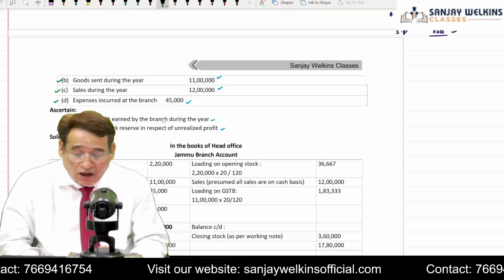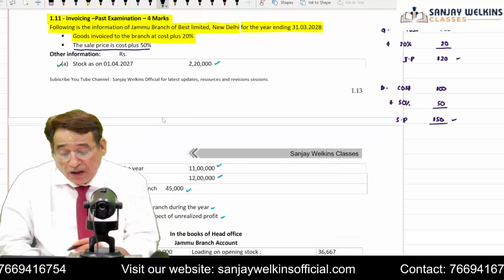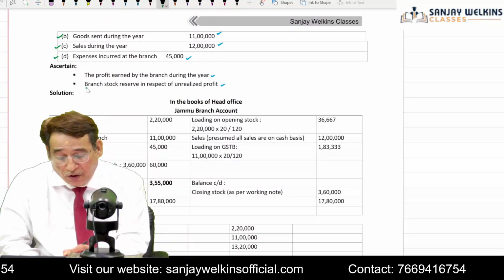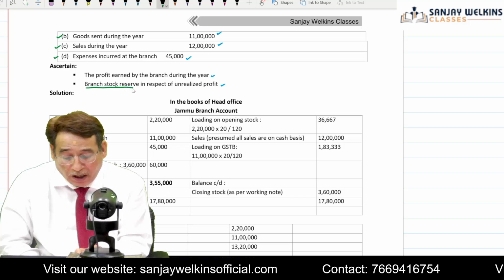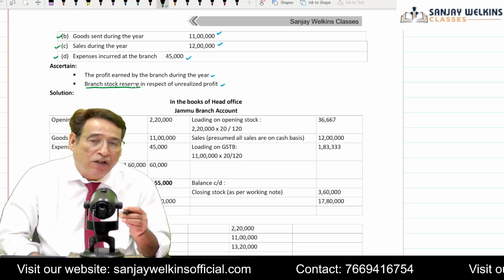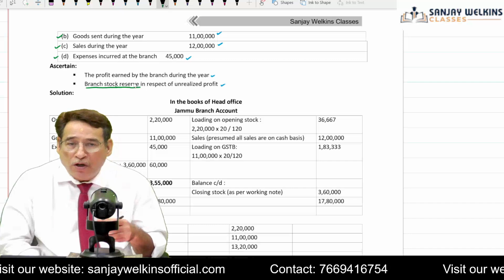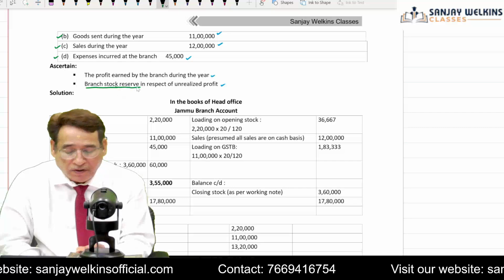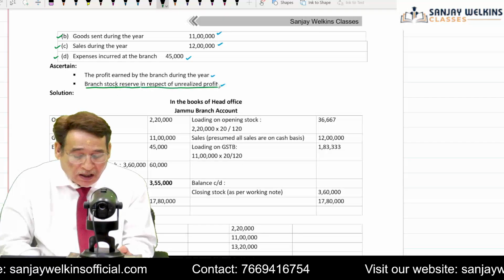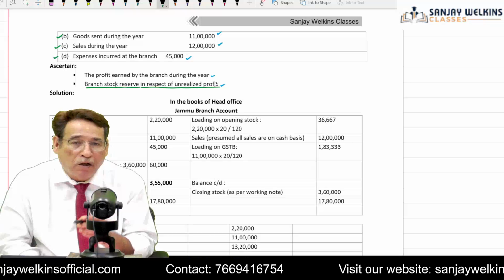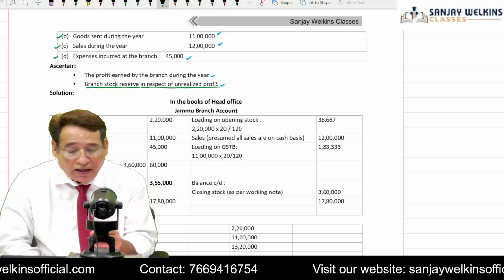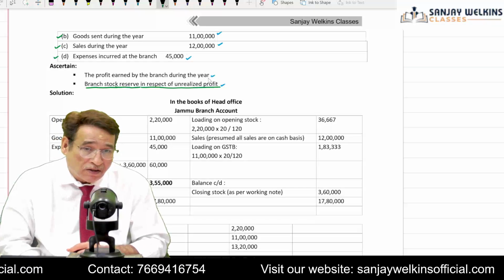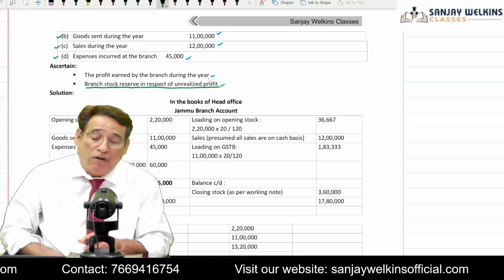In this question, however, you must have noticed we are given opening stock, but there is no closing stock, and later the question also asks you to find out the branch stock reserve. I told you earlier, stock reserve is a term used for loading in the context of opening stock or closing stock. So the question is asking us to compute branch stock reserve, meaning loading, in respect of unrealized profit, that is, loading in connection with closing stock. And closing stock is not given in the question, so I will have to find out the closing stock. Is it clear to you or not? So this is the scenario of this particular question.